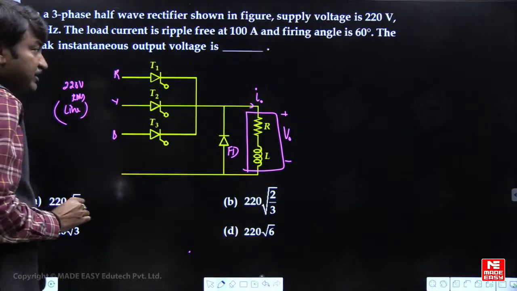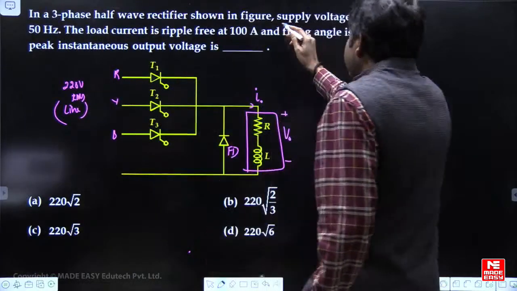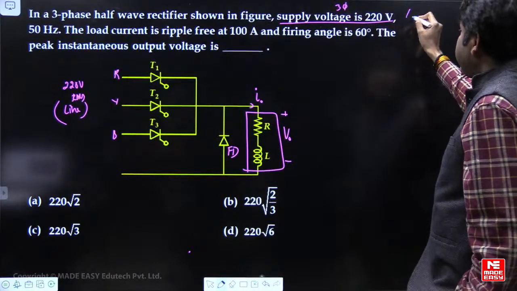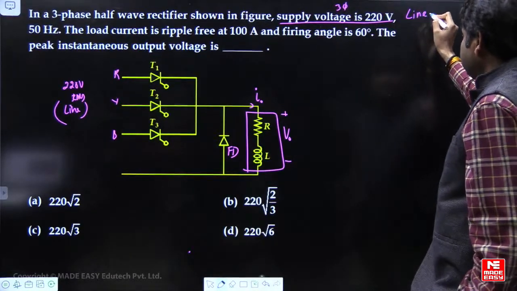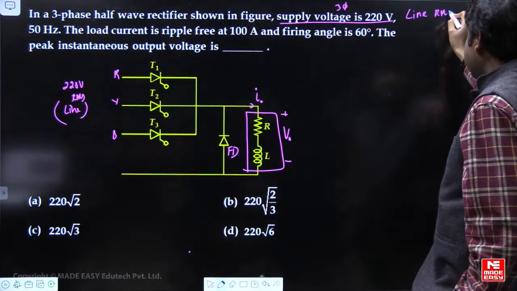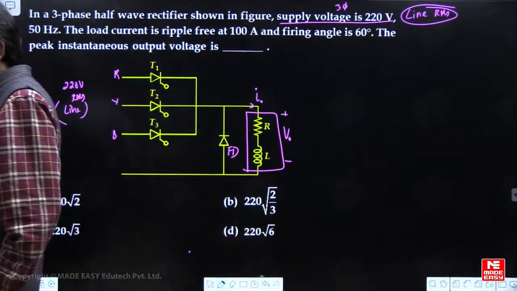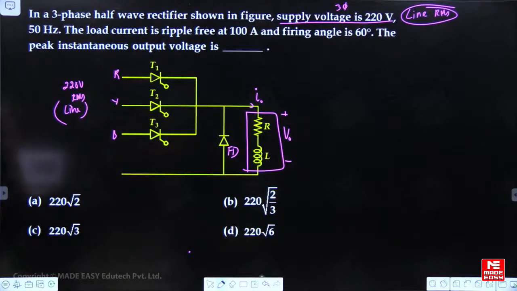See, AC quantity, whenever there is a supply voltage and it is mentioned three phase, by default it is the line RMS value. So understand the question. Whenever three phase supply is specified, if they do not mention anything, by default take it for granted that it is a line voltage RMS value.